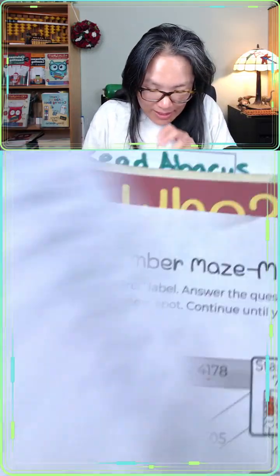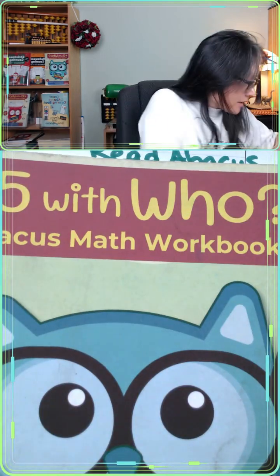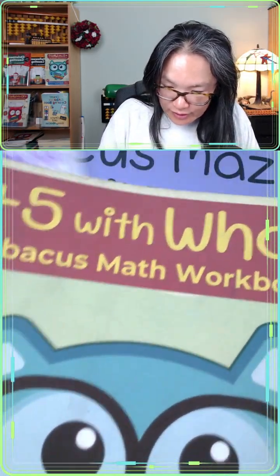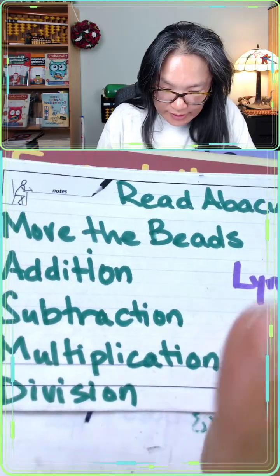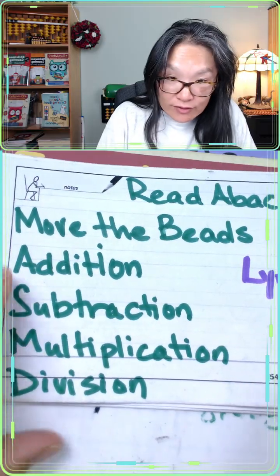So those are all my abacus, and those are all my mazes. And then I have books. I have a lot of books, and these books are all abacus specific, which is very interesting. So for those of you that are interested, what we could do on the abacus is addition, subtraction, multiplication, and division.